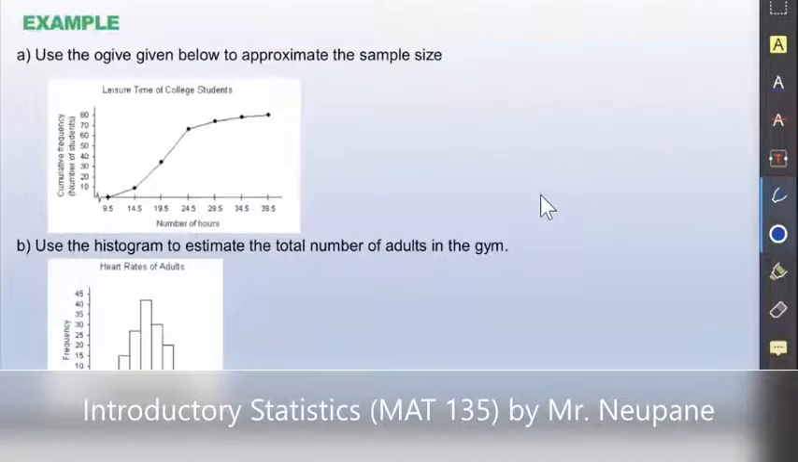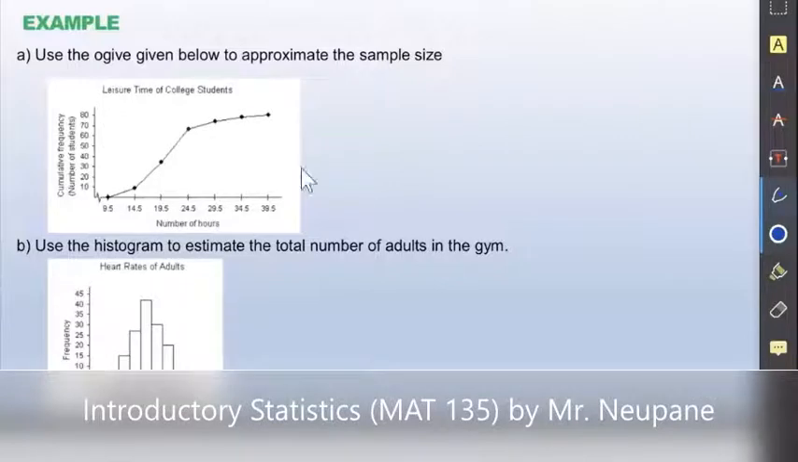Okay, here is the other example. Let's see what we are asked to do. In A, we are asked to use the ogive given below to approximate the sample size. If you remember when I was constructing that ogive, we said that this ogive will give you the total number of observations directly even when the data set is not given. So here is the tip of that ogive. What is the cumulative frequency corresponding to that when you move towards the y-axis?